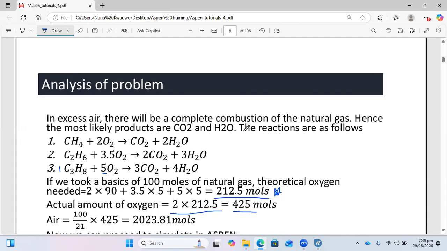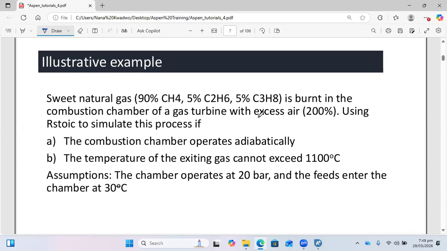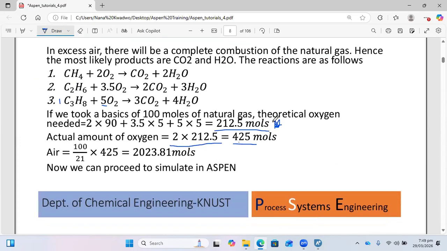But remember, we are not just burning it in pure oxygen, we are burning it with air. So if this is the amount of oxygen we have, then we need to now know the amount of air we need, right? Oxygen is 21% of air. So if you should do your ratio, you will be getting this amount of air. So that becomes the flow rate or the number of moles of air that we need to use if we are using 100 moles of natural gas, right? So these preliminary calculations are important before we now start the simulation itself so that we know the flow rates that we need to use for the simulation.